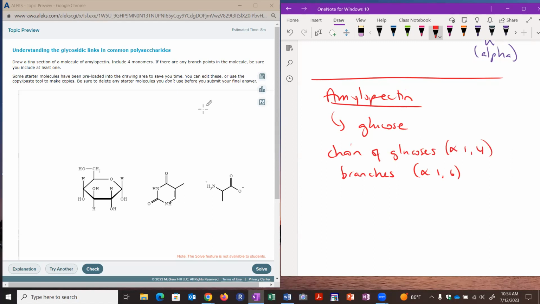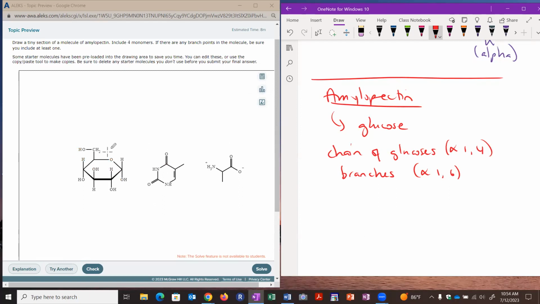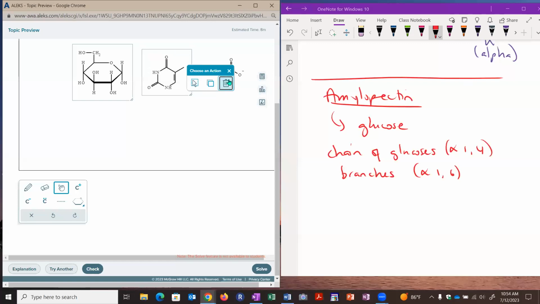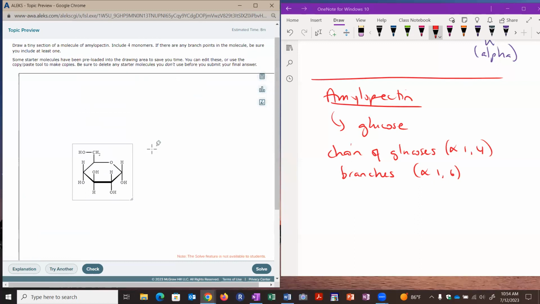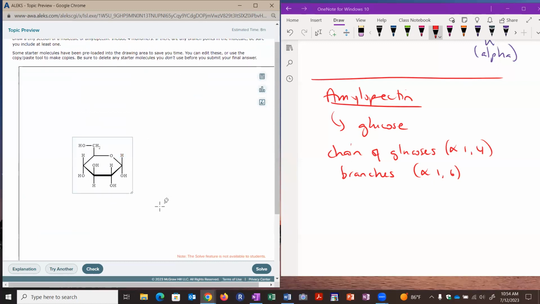So it's asking you to use these templates or these starter molecules. Obviously, that's your glucose. These are not anything close to glucoses. So let's erase those. We want to erase that one. And then it says we need to use at least 4 monomers to show how these are connected. And then we're going to have a branch here of alpha-1,6.